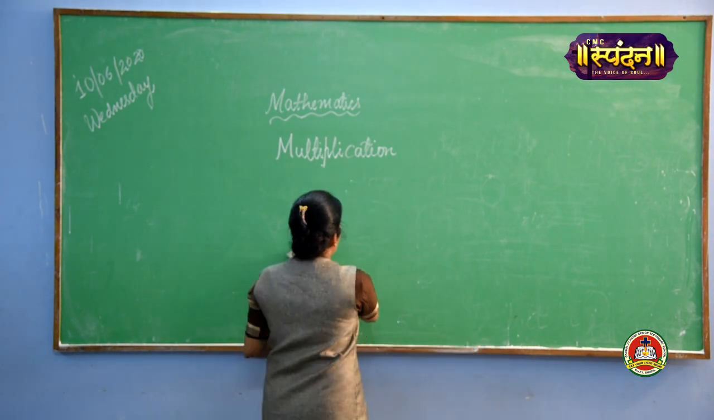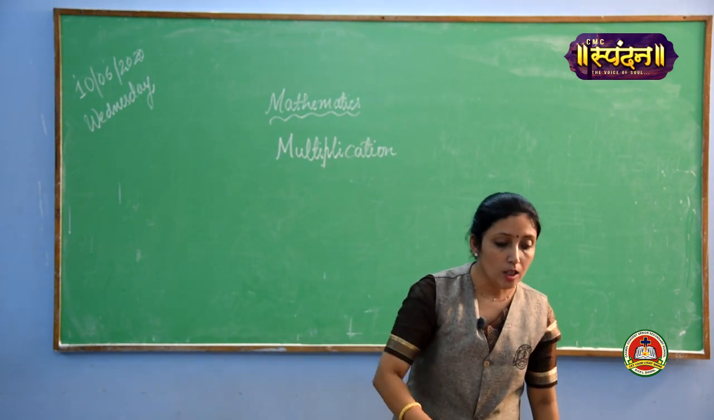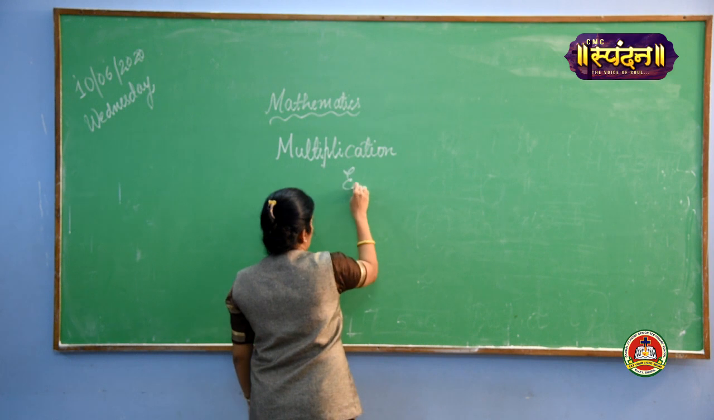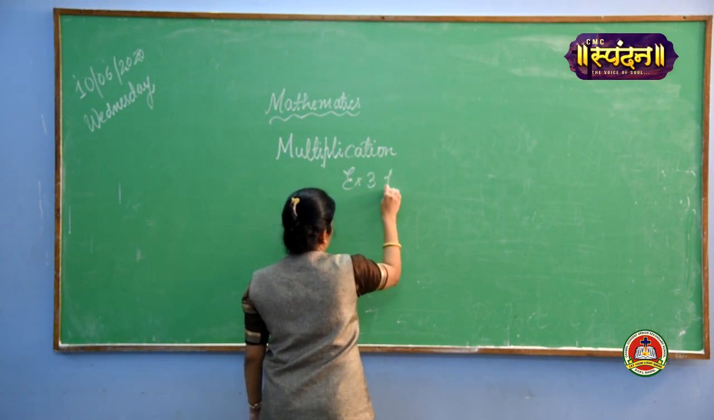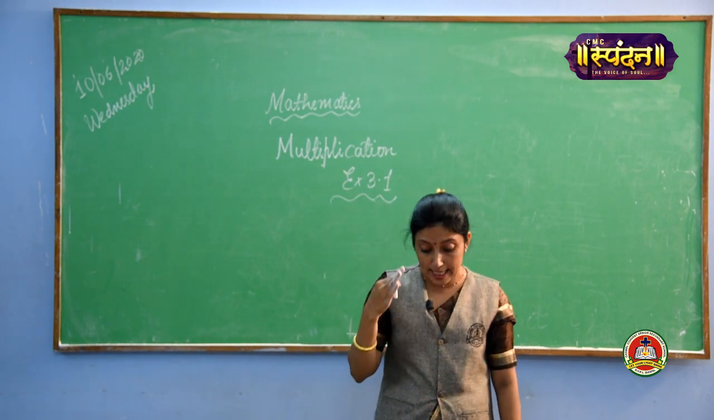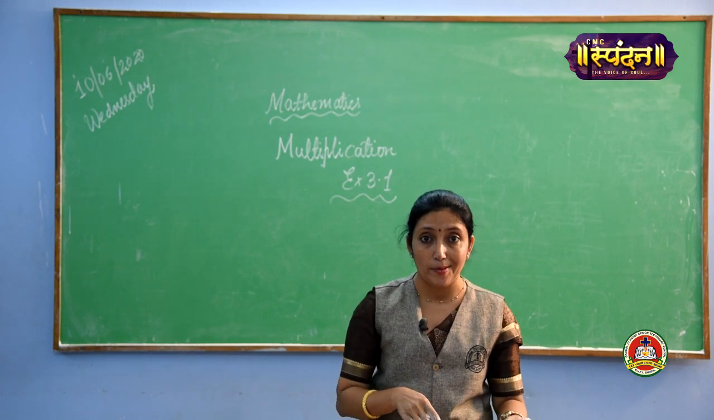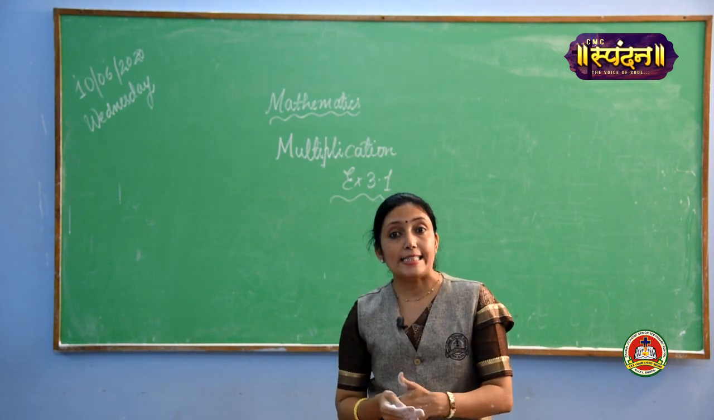So let's have a look at an exercise question, that is exercise 3.1. I am taking one question from your exercise and explaining this so that you will understand how a 4-digit number is multiplied with a 2-digit number.